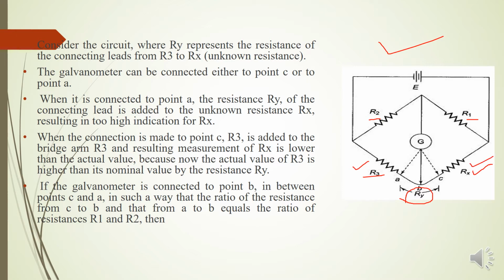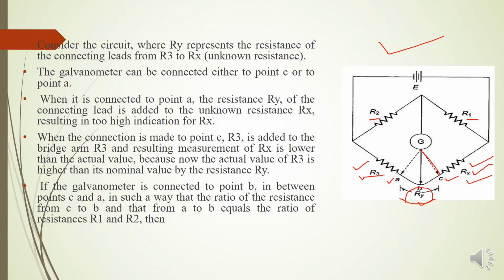and this Ry is now considered as unknown resistance. The galvanometer can be connected either to point C or point A. When it is connected to point A, the resistance Ry of the connecting lead is added to Rx. If the galvanometer is connected to point C, the Ry is added with R3.